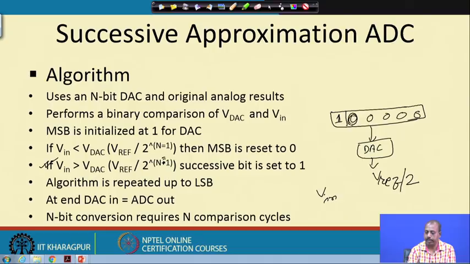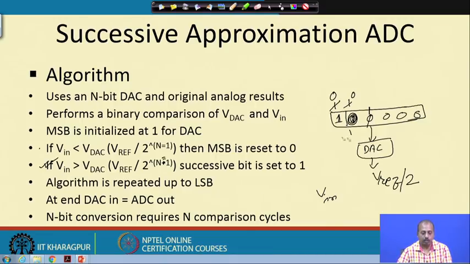Now, I have to try to set the next bit. Okay. So, that is what is done. If V in is greater than V DAC, then the successive bit is set to 1. So, this bit I try setting equal to 1. Now, with these two bits being 1, the V DAC value will be even higher, and then again the comparison will be done. If now it happens that V in is less, in that case this will be reset to 0 and the next bit will be turned to 1. So, it will go like this. On the other hand, if at the initial point itself V in is less than V DAC, this bit is reset to 0 and we set the second bit to 1 and it proceeds like this.